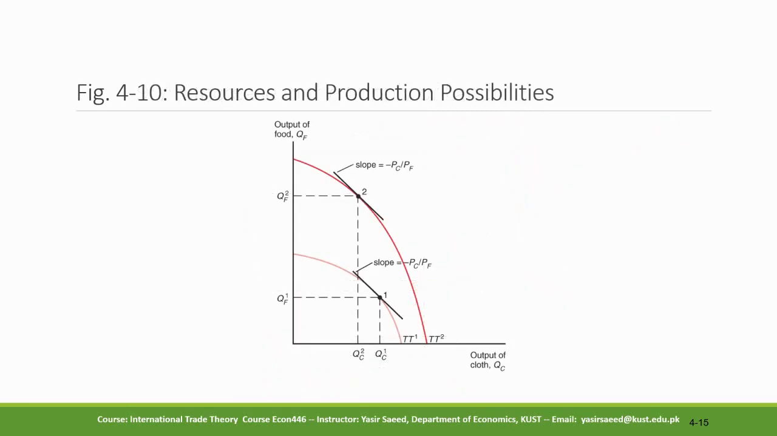What happens to this increase in land in the overall output? We had our initial production possibility frontier. This is our PPF, the initial, and we have a second production possibility frontier. If you look at the increase, this is not an equal increase. The shift is not equal. The change in the output of cloth is smaller as compared to the change in the overall output of food.